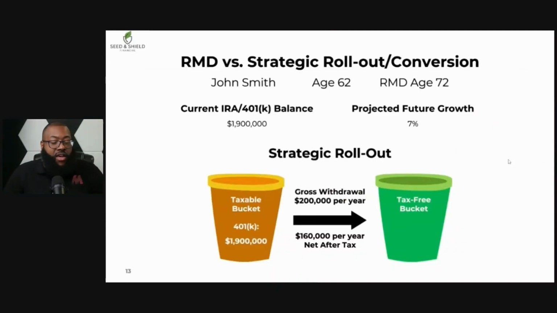Okay. Then there's something called RMDs, which is a required minimum distribution, right? And what I teach my clients to do is to do a strategic rollout, right? So we're going to talk a little bit about what that is.